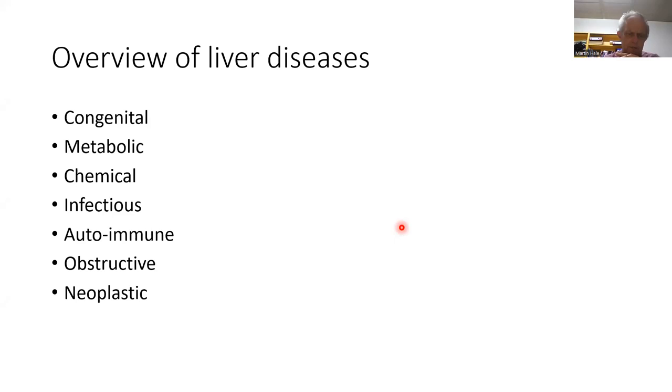Bile duct tumors can cause biliary obstruction in the liver. And then neoplastic causes, such as I mentioned, a tumor in the common bile duct, such as situated at the bifurcation, the so-called Klatskin tumor. But you can also get local tumors in the actual liver itself, be they primary, such as hepatocellular carcinoma, or secondary, metastatic disease.